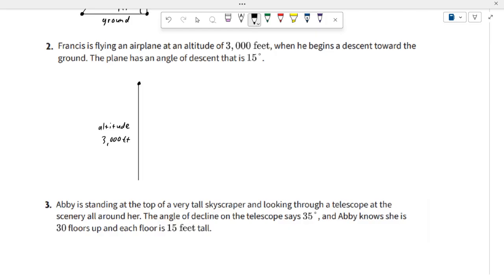Now, what is happening is the plane is descending, and so it's eventually going to hit the ground. So the plane is descending at an angle of depression.